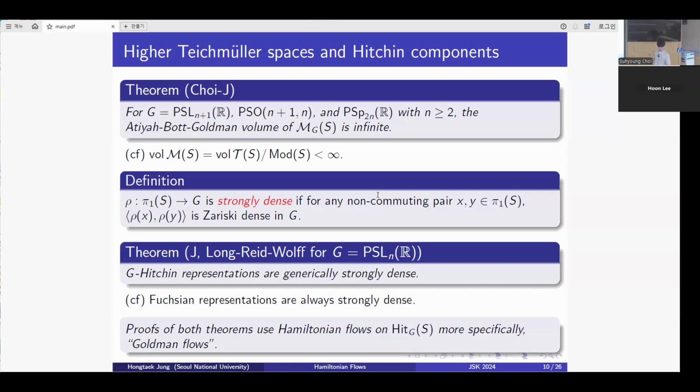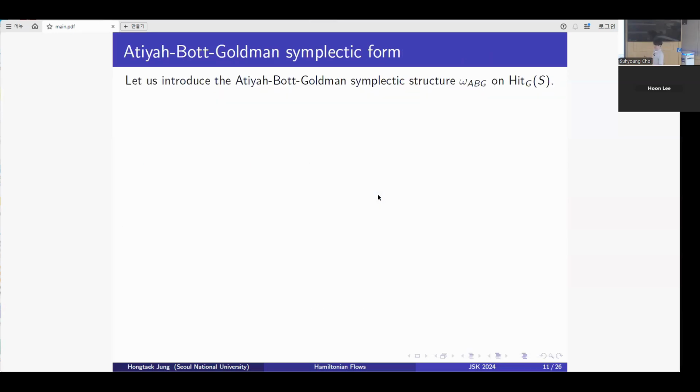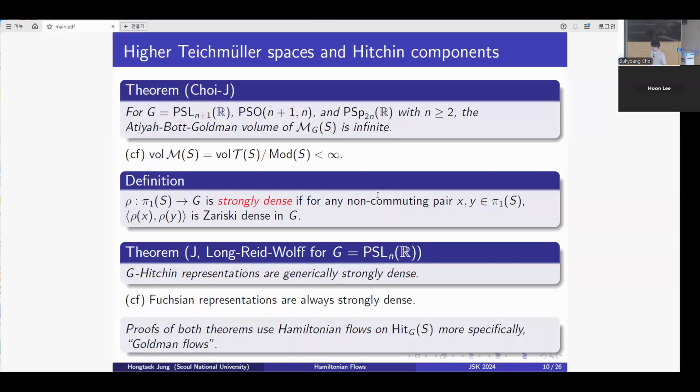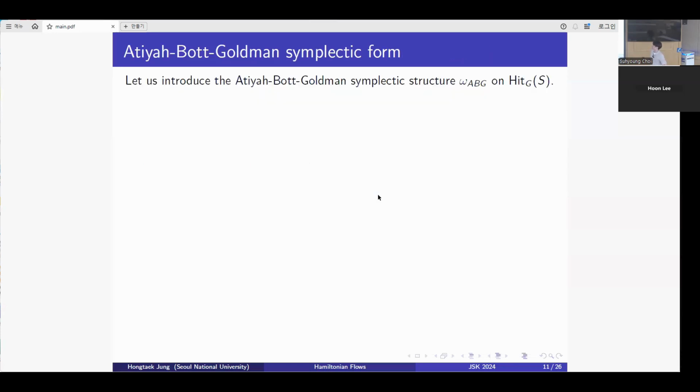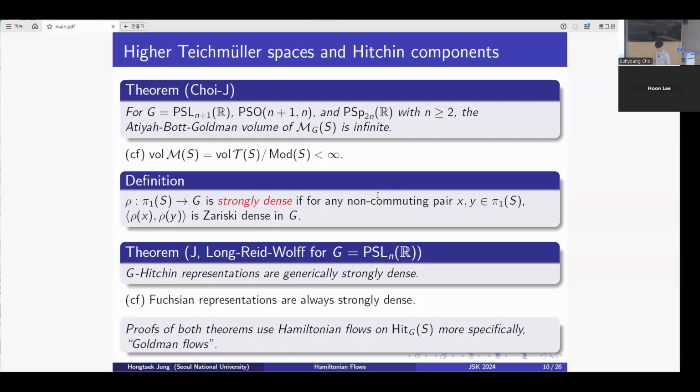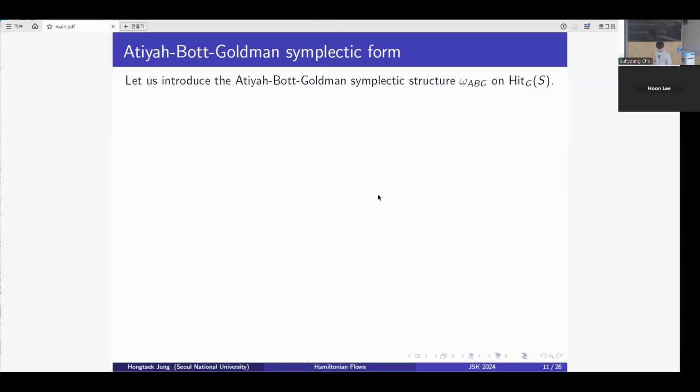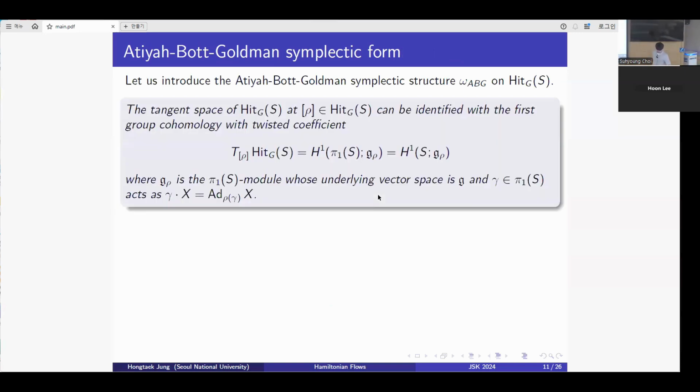Otherwise, we can move on to the Goldman flows, their definition. Before I define the Goldman flows, I have to mention the Atiyah-Bott-Goldman symplectic form, because a Goldman flow is a Hamiltonian flow, and for a Hamiltonian flow you have to know which symplectic form you are talking about. So let's define it.